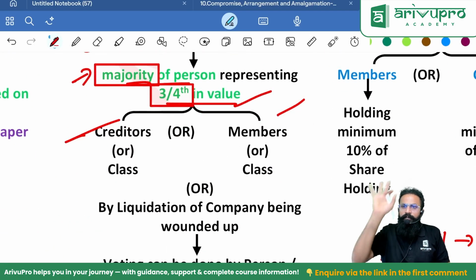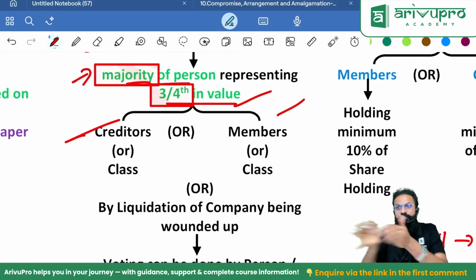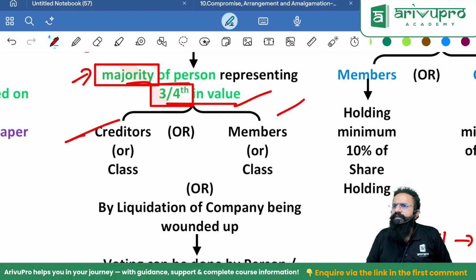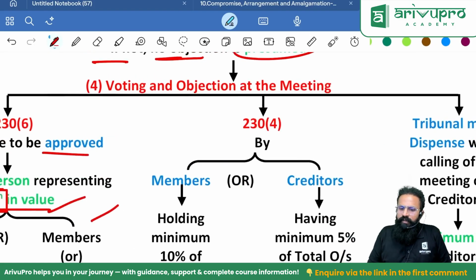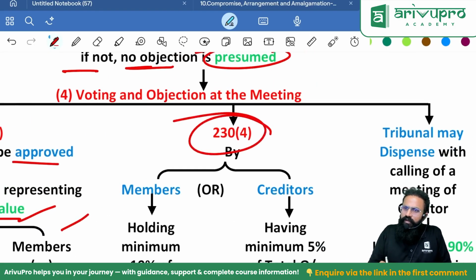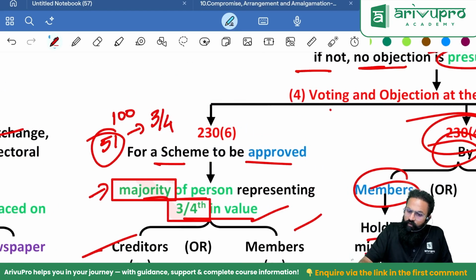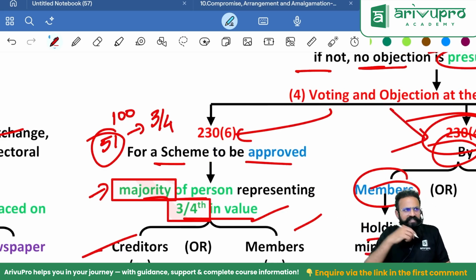Sir, this is for approval, meaning for the scheme to go through. What if we do not want the scheme? Then object to it. So how many people should object? Section 234 says members holding minimum 10% of shareholding, creditors having minimum 5% of total outstanding debt. Now see here, this is voting, this is objection. Split it there clearly.